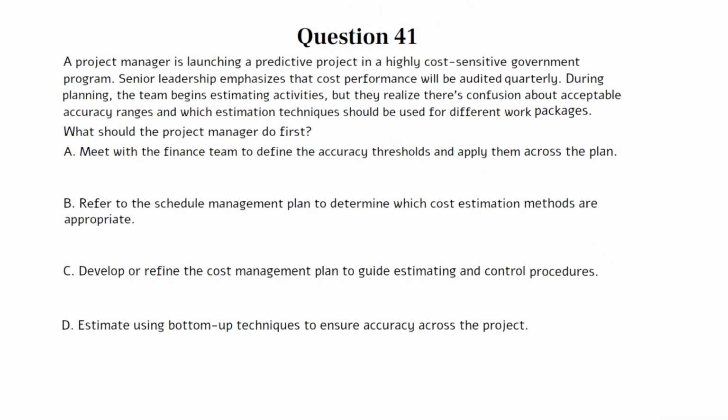Question 41. A project manager is launching a predictive project in a highly cost-sensitive government program. Senior leadership emphasizes that cost performance will be audited quarterly. During planning, the team begins estimating activities, but they realize there's confusion about acceptable accuracy ranges and which estimation techniques should be used for different work packages. What should the project manager do first?